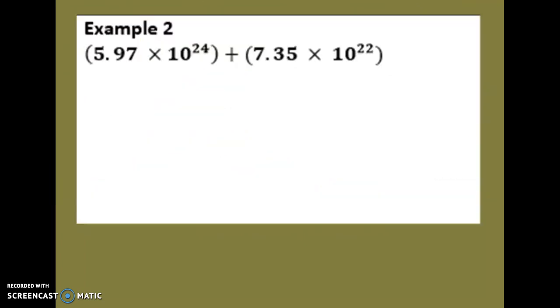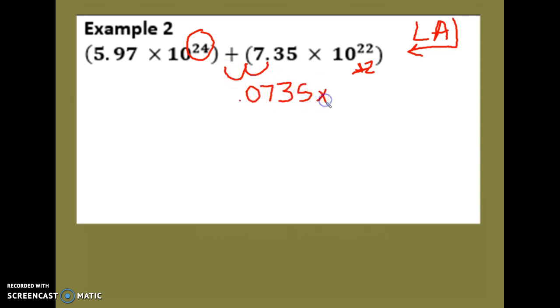Example 2, we have 10 to the 24th power and we have 10 to the 22nd power. So we're going to pick the larger of the two, which is 24. We need to add 2 to this one to make it 24. And if we add 2, LARS tells us left you add. So we added 2. We also have to move it not 1, but 2 spots. So now this number becomes decimal point 735 times 10 to the 24th power.